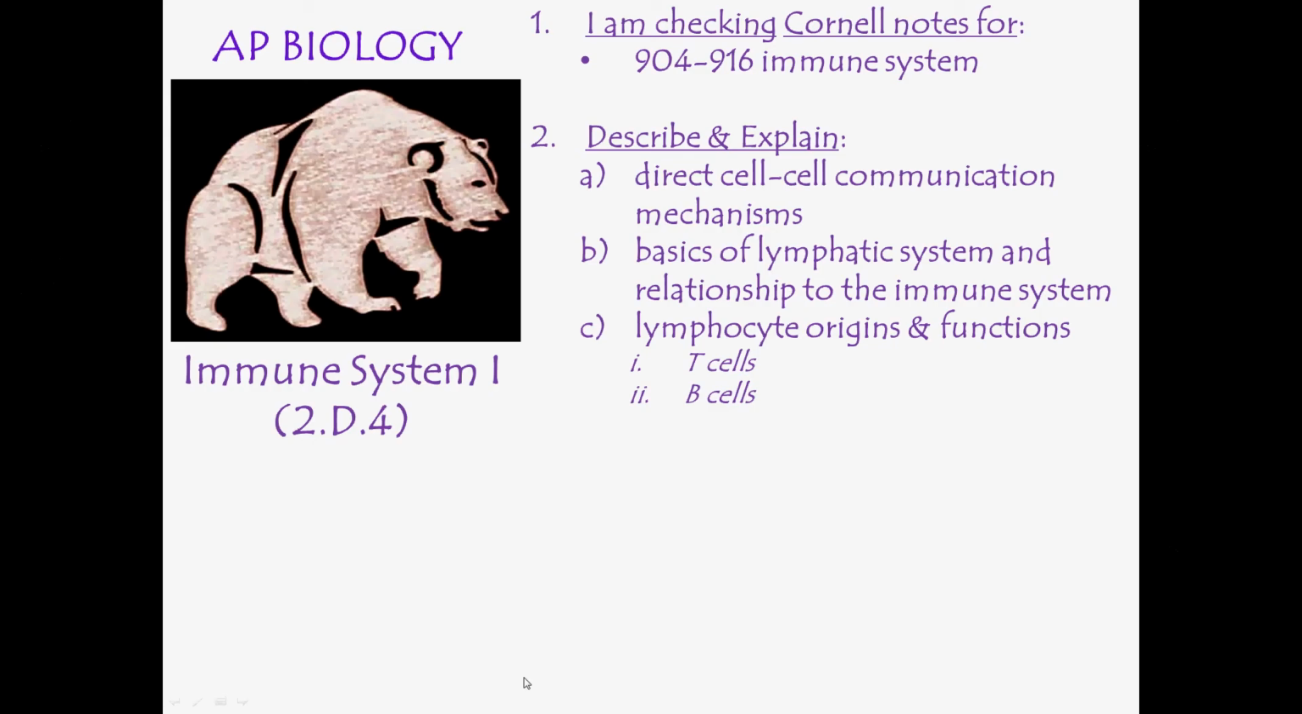Welcome to another screencast where we'll be discussing aspects of the immune system. This time, we're going to break this into three screencasts. So this is immune system 1, and by the end of this you'll be able to describe and explain the direct cell-to-cell communication mechanisms. This differs from the indirect cell-to-cell communications that we've seen in the endocrine system and nervous system.